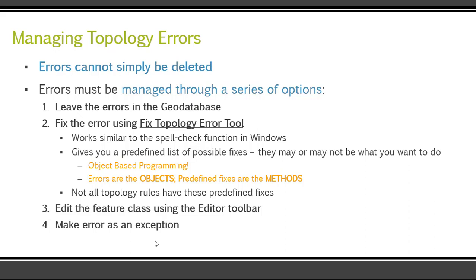So this is a classic example of object-oriented programming in action. Your errors are their objects, the predefined fixes are the methods that can be used on those objects, and you choose the one that you think best fits, if one does.